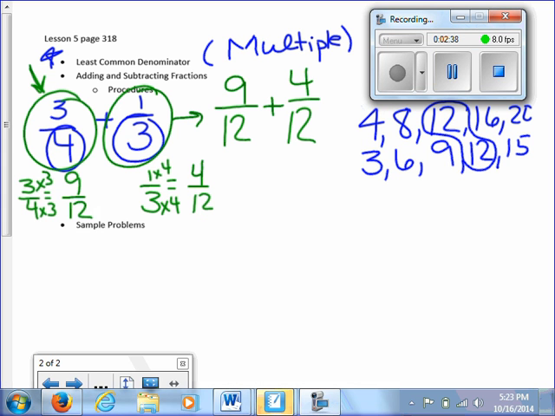Okay? So now I can just add my numerators. 9 plus 4 is 13. And guess what? My denominator stays the same. 13/12 is an improper fraction. 12 goes into 13 one time with 1 left over. So it's 1 and 1/12. You'll do the same kind of thing with subtraction.